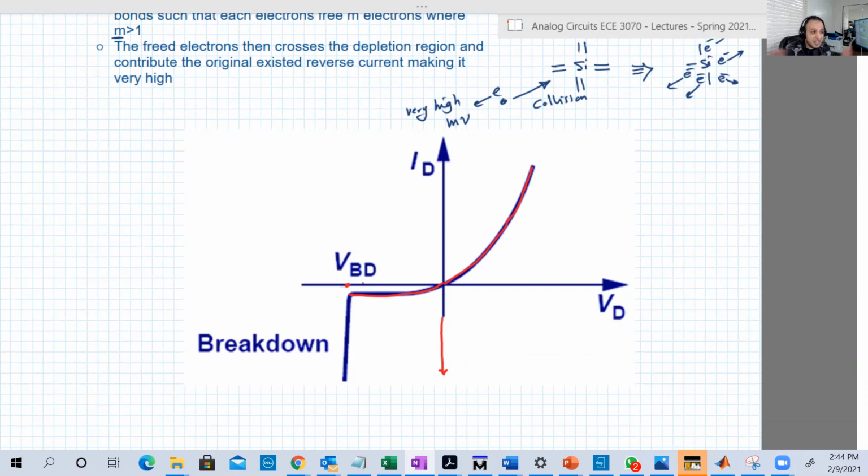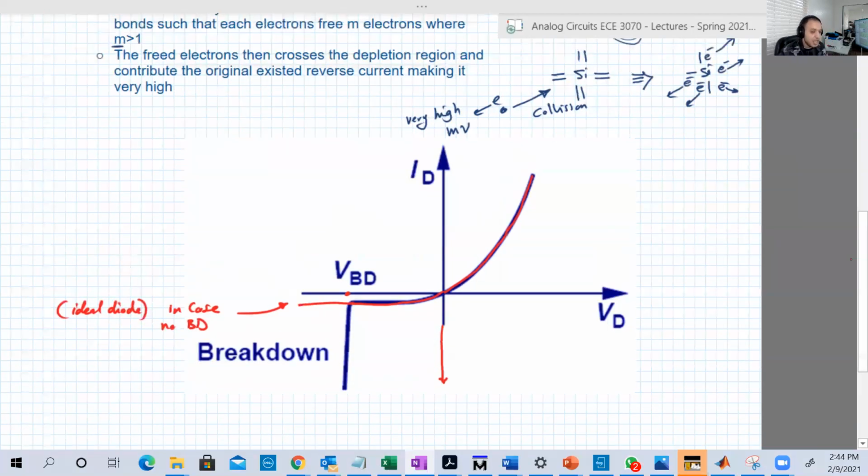The ideal characteristic, if there is no breakdown, should be something like this, just to continue. That is in case of no breakdown. Between brackets, this is the ideal diode. The ideal diode should be like this, with no breakdown. So let's now summarize the whole picture.